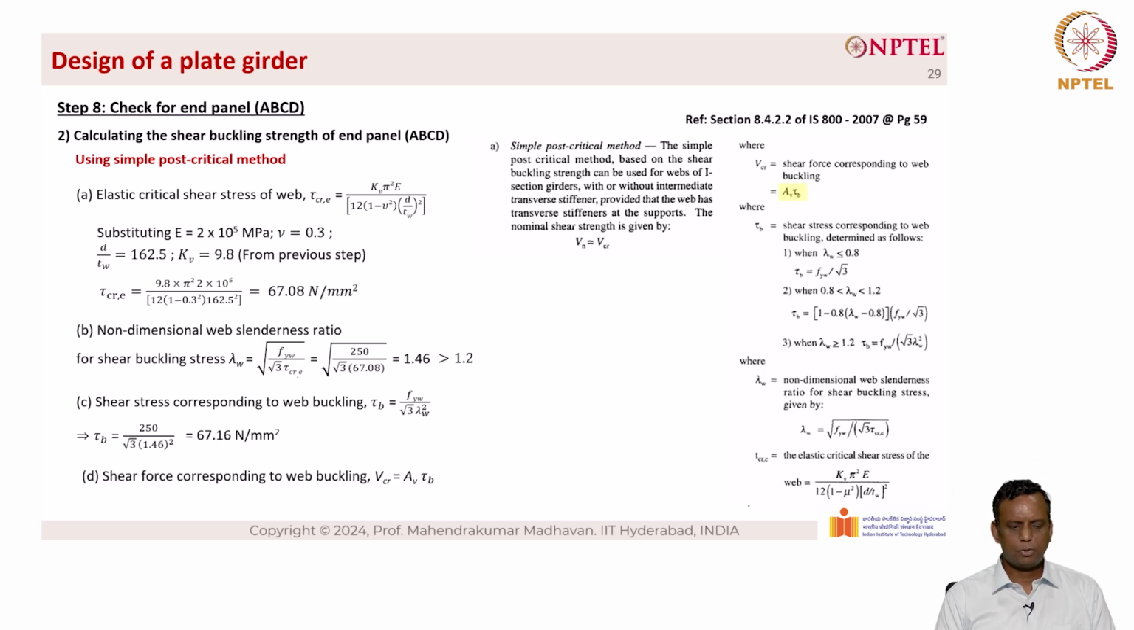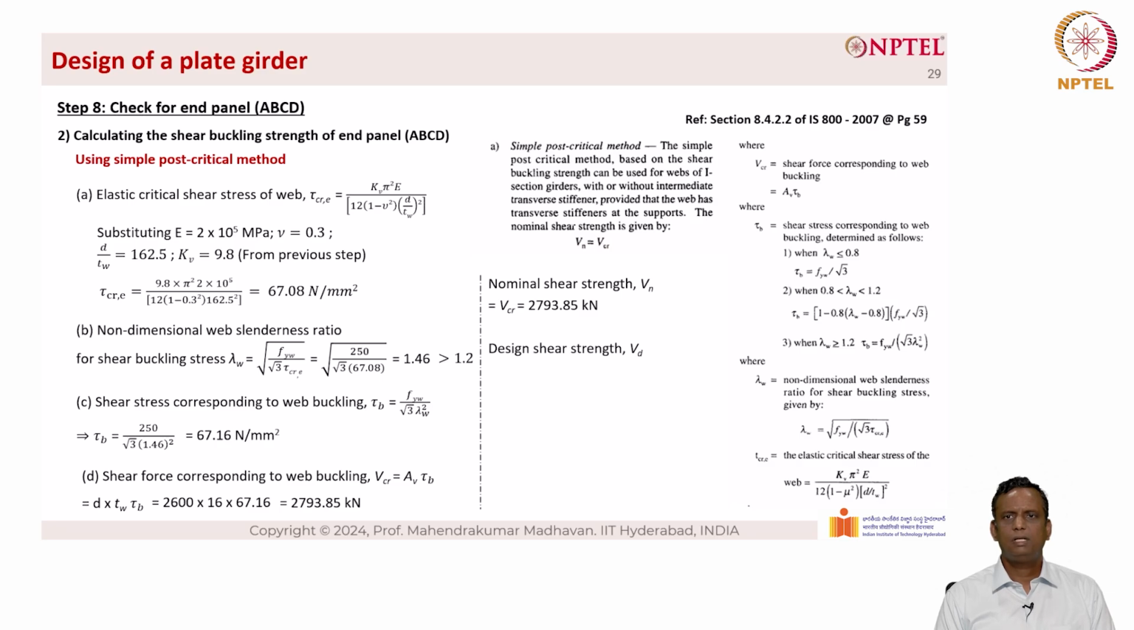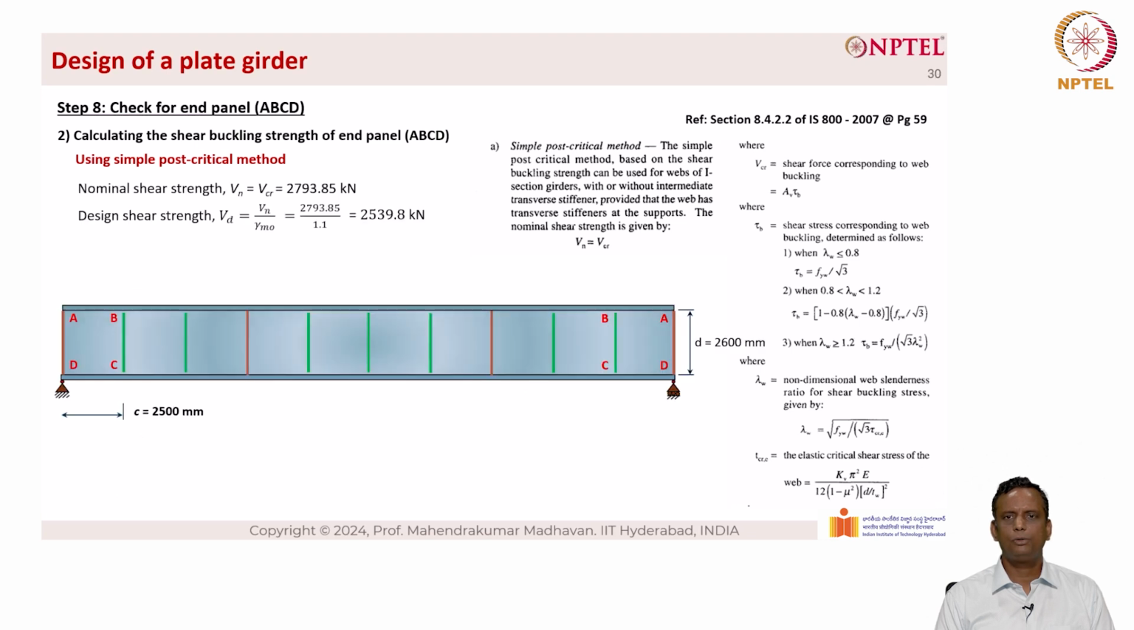So the shear force corresponding to web buckling, Vcr, equal to Av into tau b. This is equal to d into tw into tau b. This is 2600 into 16 into 67.16, which gives rise to the value of 2793.85 kilonewton. The nominal shear strength Vn is equal to Vcritical, which is equal to 2793.85 kilonewton. The design shear strength Vd is equal to Vn divided by gamma m0. So basically dividing by 1.1, we get 2539.8 kilonewton. Hence, we have a value of the design strength for panel ABCD equal to 2539.8 kilonewton.